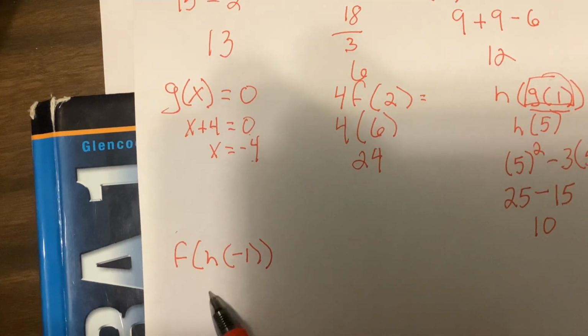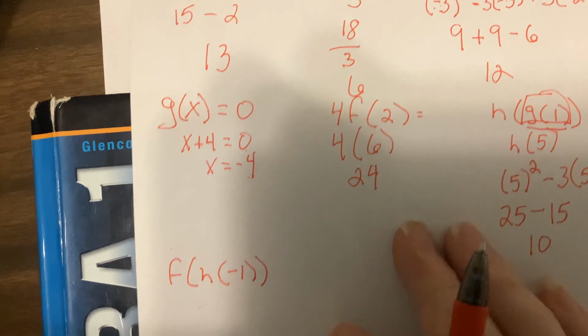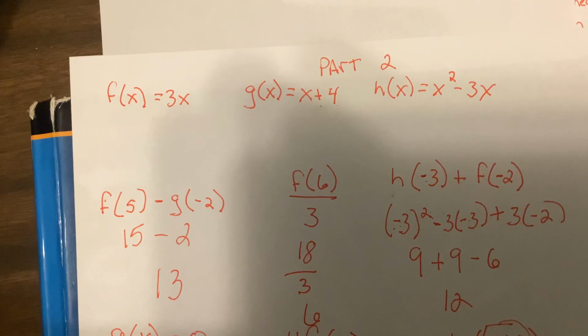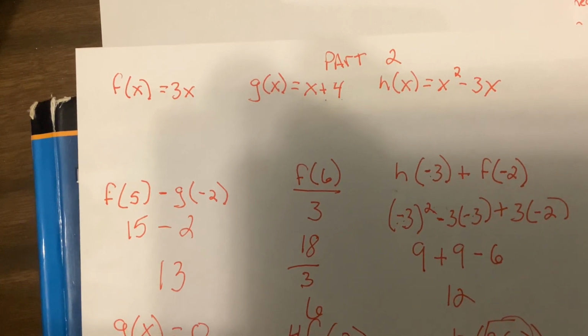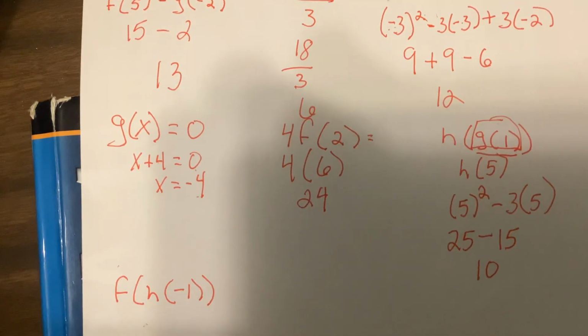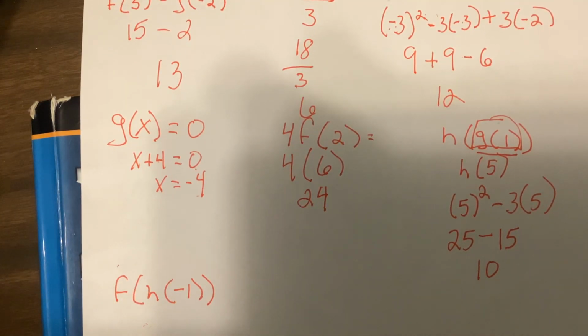So figure out this composition right now for me, please. I'd appreciate it. Here's the original functions if you didn't write them down. So then you're trying to do f of h of negative 1. So freeze the video, do it, and then turn it back on.